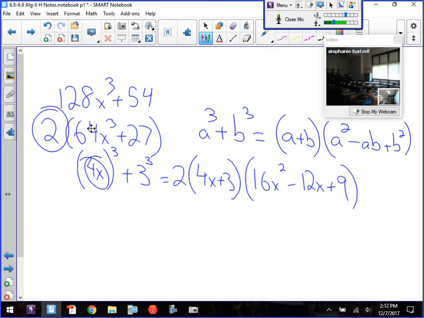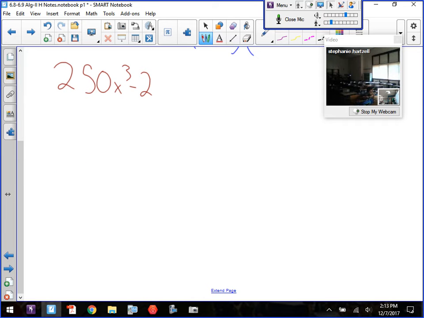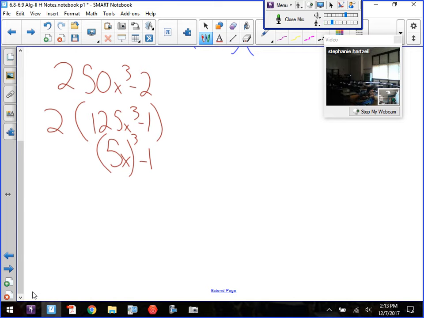Is the other one 250 x cubed and a 2? Are you guys okay if I just change that one instead of being a +2 to a -2, just to walk you through a difference of cubes? No, I'm going to do it anyway. Again, what's your first rule of factoring? GCF, in this case, it's going to be, again, a 2. I have 125 x cubed minus 1. That is a 5x and a 1.